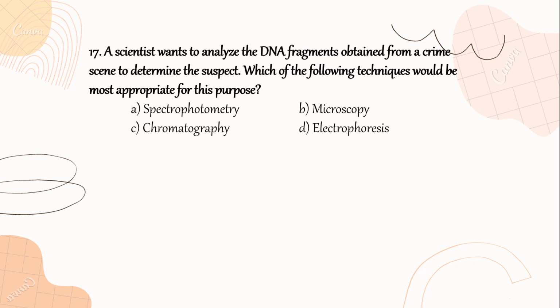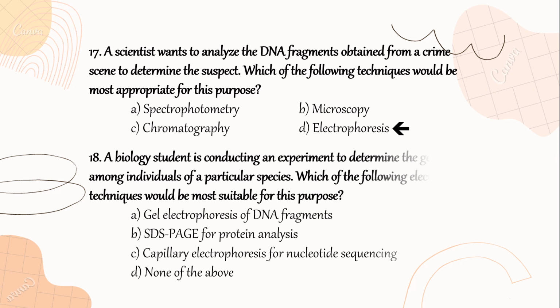Number 17. A scientist wants to analyze DNA fragments obtained from a crime scene to determine the suspect. Which of the following techniques would be most appropriate for this purpose? A. Spectrophotometry, B. Microscopy, C. Chromatography and D. Electrophoresis. So the correct answer is D. Electrophoresis.